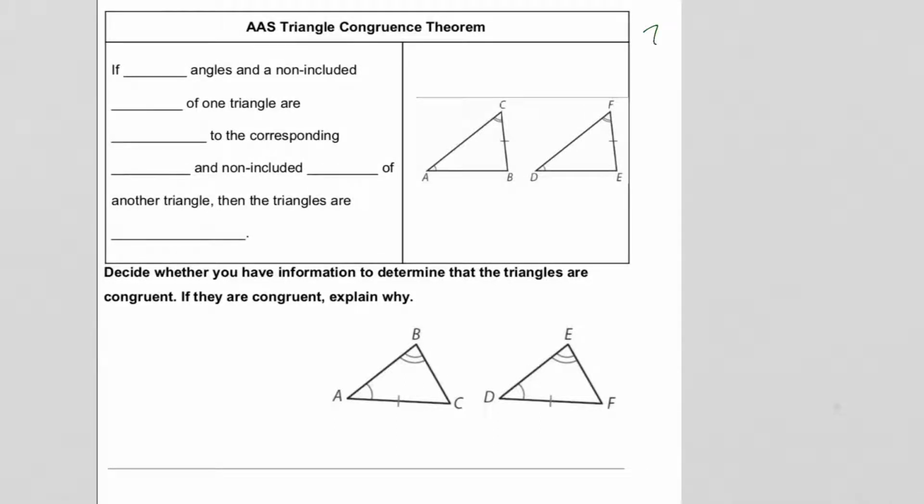Section 21.2, angle side congruence theorem. So if two angles and a non-included side of one triangle are congruent to the corresponding angles and a non-included side of another triangle, then the triangles are congruent.